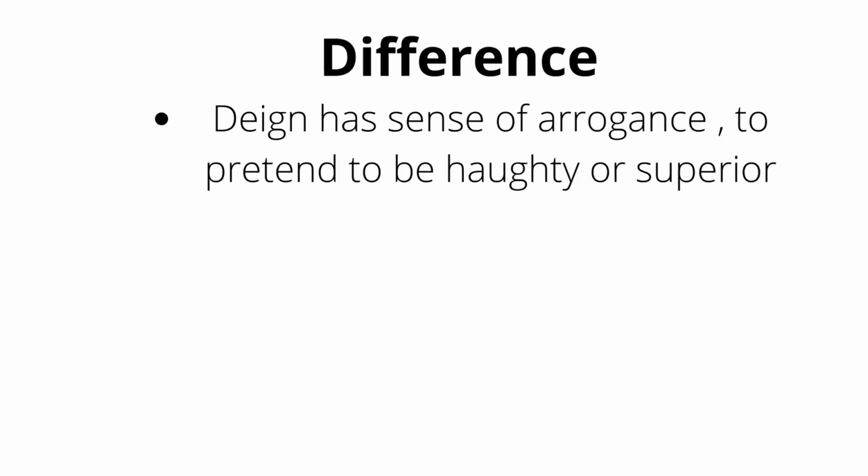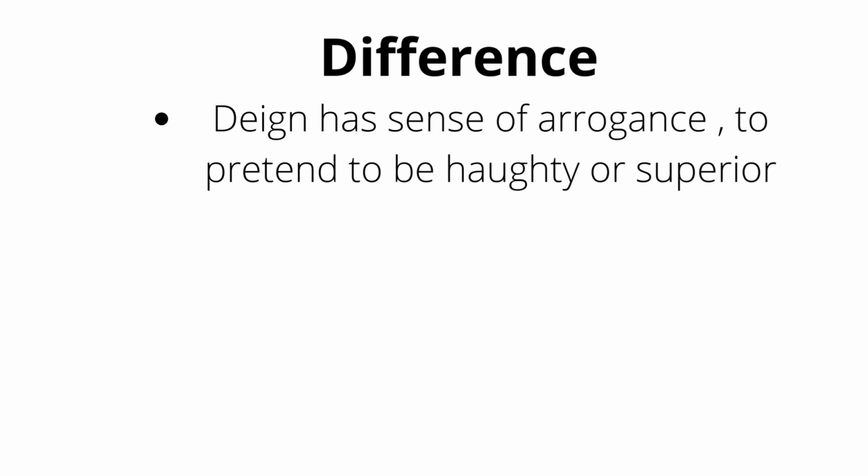Now, coming towards the difference. These two words are almost the same, but they have a slight difference. And what is that difference? Deign has a little sense of arrogance. It means when someone keeps a distance from others, to pretend to be haughty or superior. But on the other hand, condescend doesn't have a sense like this.